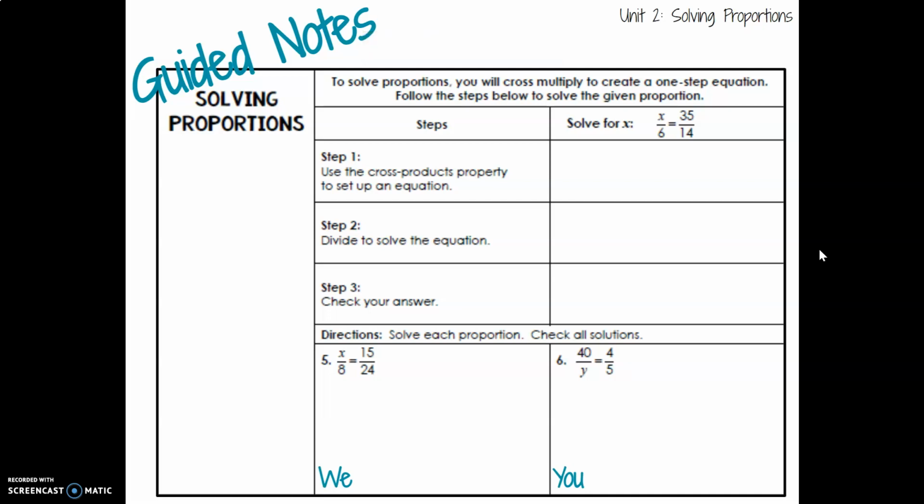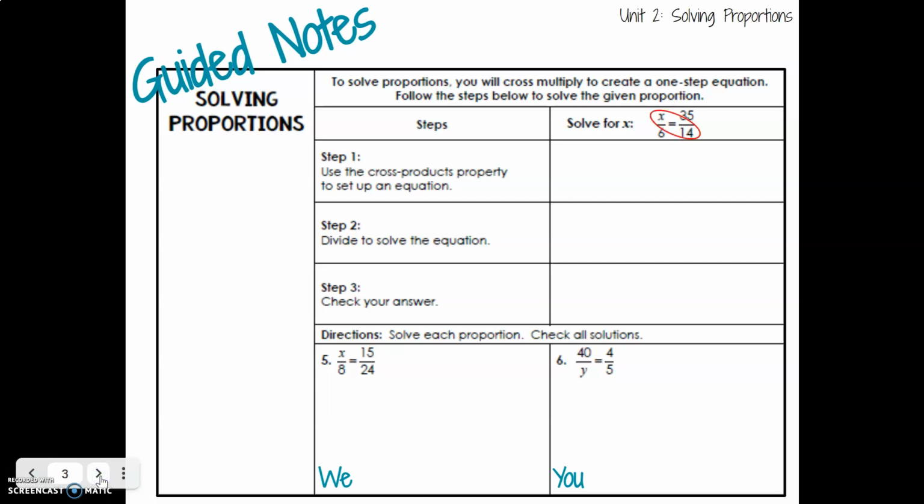Welcome to the guiding notes section of solving proportions. To solve proportions, you will cross multiply to create a one-step equation. Follow the steps below to solve the given proportion. Your proportion is x over 6 equals 35 over 14.